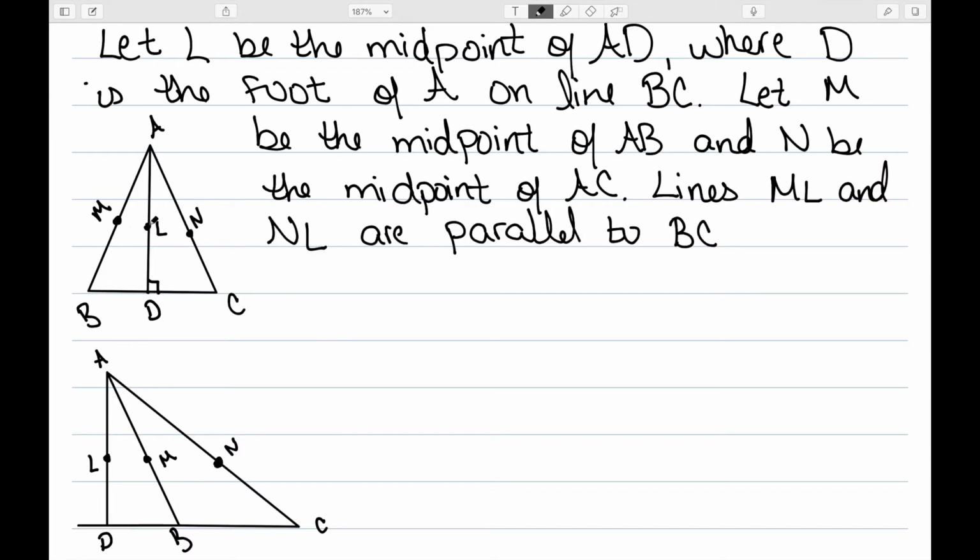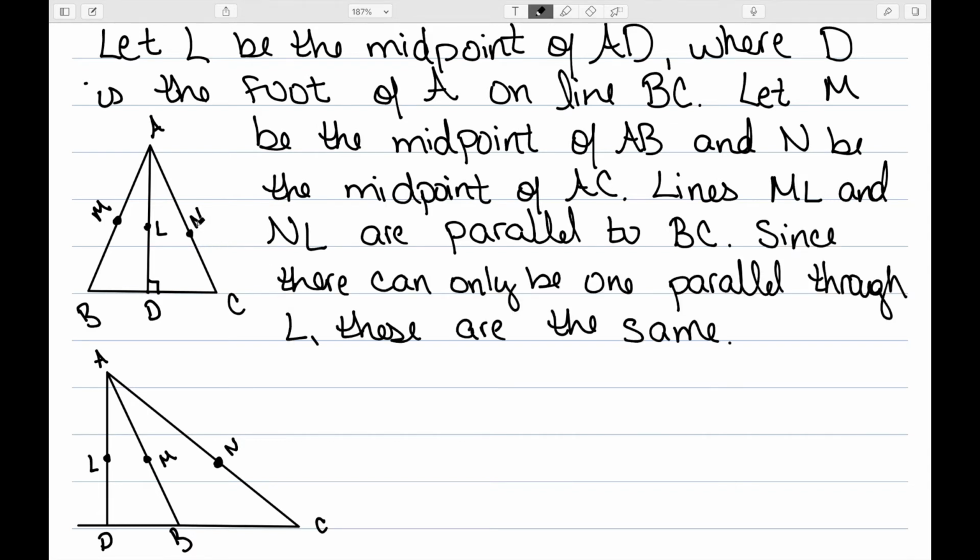I know that lines ML and LN are parallel to segment BC, and this is because now I have a right triangle, and I've already discussed how this thing is true for right triangles. Since there can only be one parallel through my point L, I know that these two segments have to be on the same line. So therefore, while it doesn't look that way in my picture, line MN is going to be parallel to line BC in both of these. So that gives us the first part.